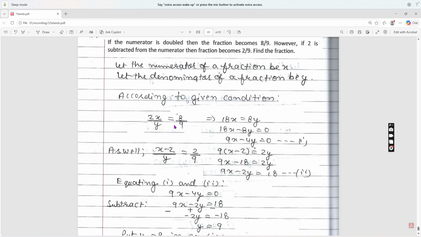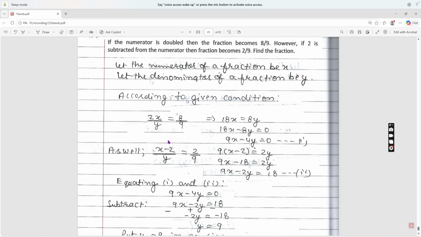Now we are going to cross multiply. 2x into 9 is 18x. y into 8 is equal to 8y. This can be written as 18x minus 8y is equal to 0. From here, we can take 2 common, so we divide the entire equation by 2. 18 by 2 is 9, 8 by 2 is 4, and 0 by 2 is 0. So this is our reduced equation.